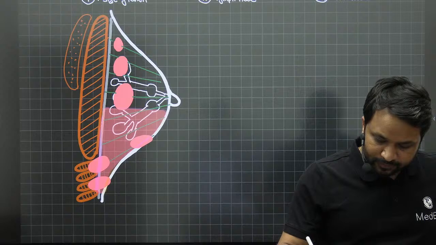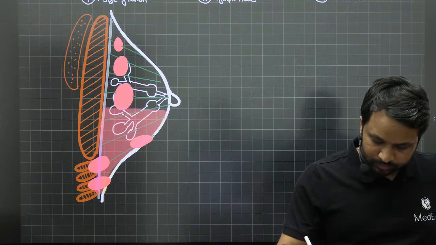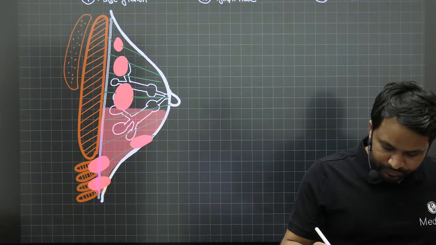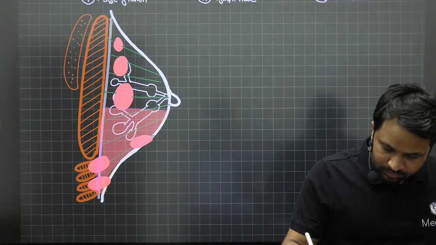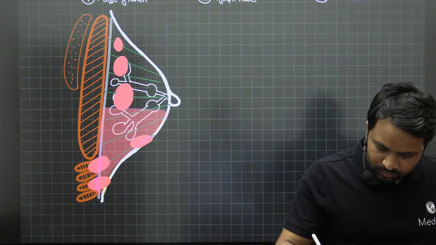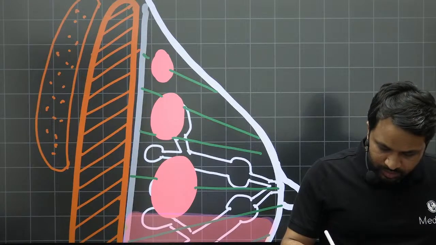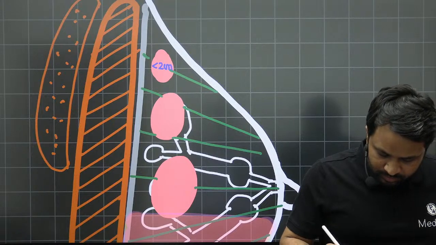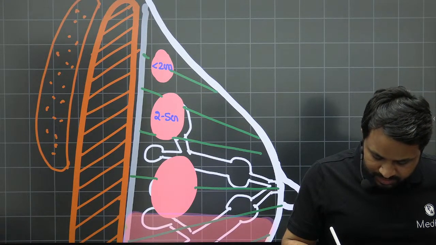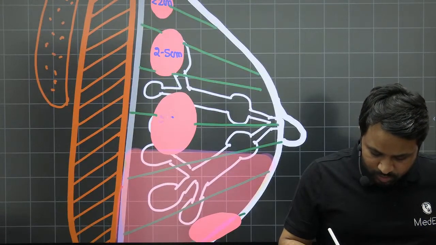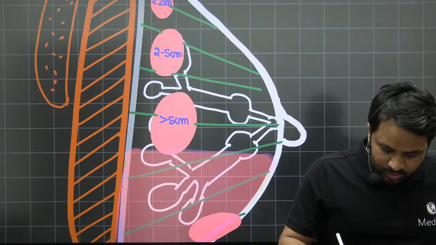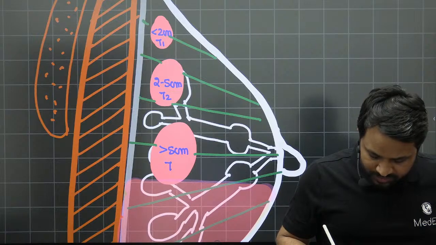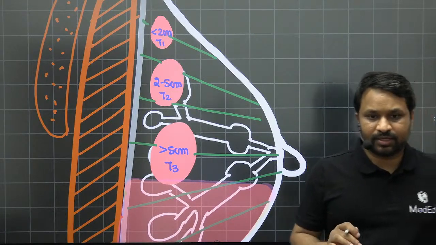Now if there is a tumor, if it is less than 2 centimeters, here it is size less than 2 centimeters. It is size between 2 to 5 centimeters. Size more than 5 centimeters. So if it is less than 2 centimeters, T1; 2 to 5 centimeters, T2; more than 5 centimeters is a T3 disease. As simple as that, right?